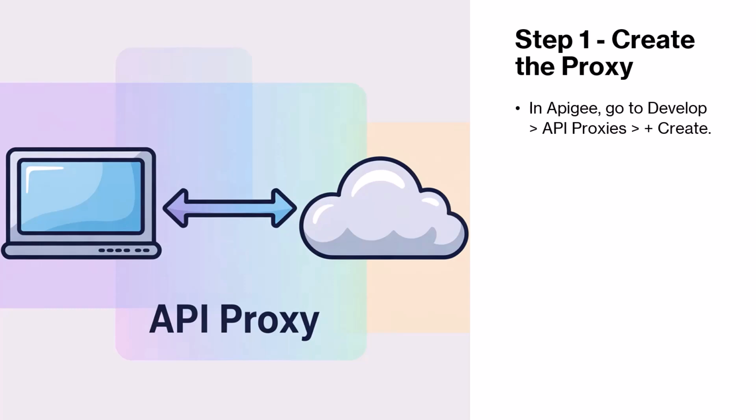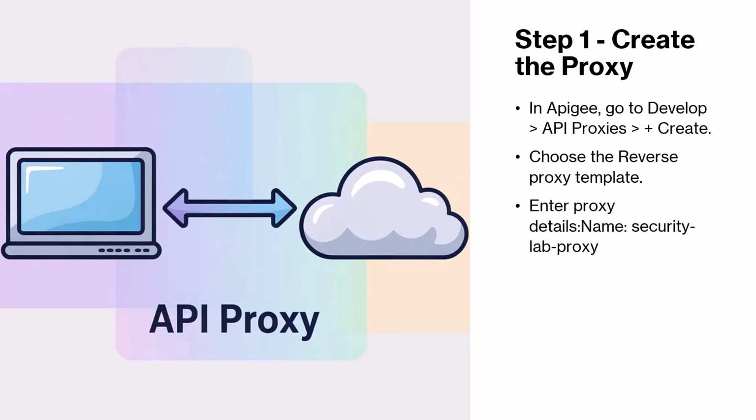Console. So in Apigee, go to develop and then API proxies and then create, and we'll choose the reverse proxy template, and we'll enter the proxy details with the name security lab proxy and with the base path of this one and a target of https://http://bin.org. So let's do all of these steps in the Google Cloud Console. So let's switch over to the Google Cloud Console now.